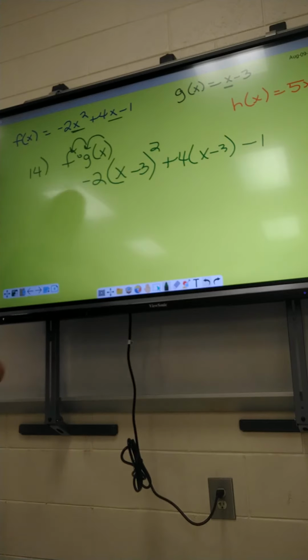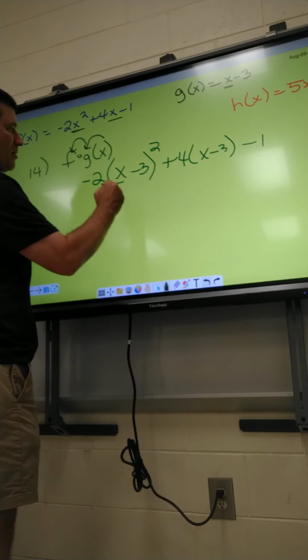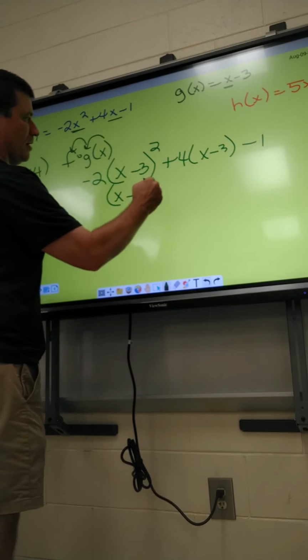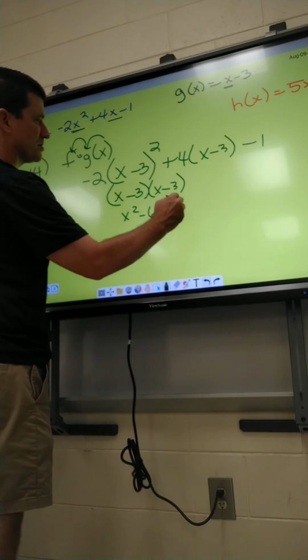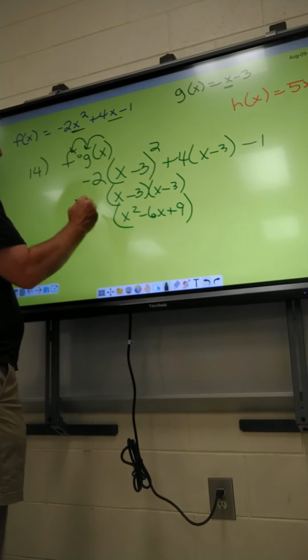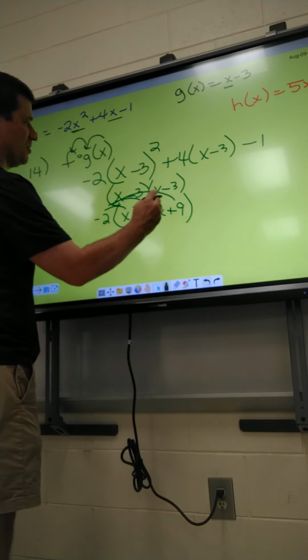All right, first thing we have to do is square this, so I got to write it twice, and now I'll have to FOIL it. So that's x squared minus 6x plus 9. Bring down the negative 2. Now distribute.